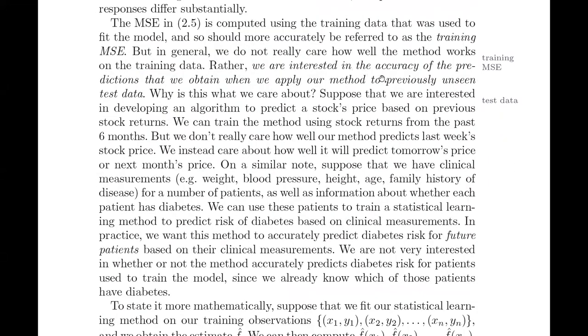Now, we're not really interested, are we, in the mean squared error on the training data, because it depends on the training data. Instead, we're interested in the accuracy of the predictions that we obtain when we apply our method to previously unseen data. This is the true test of any model. Why is this what we care about? Suppose that we are interested in developing an algorithm to predict a stock's price based on previous stock returns. We can train the method using stock returns from the past 6 months, but we don't really care how well our method predicts last week's stock price. That's already happened. We instead care about how well it will predict tomorrow's price or next month's price.